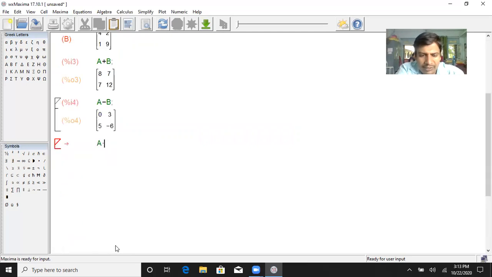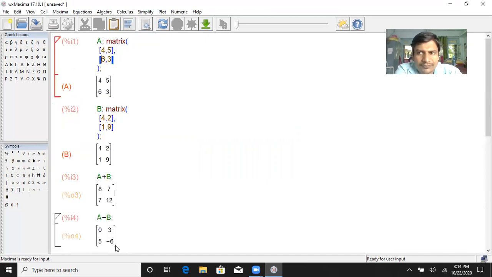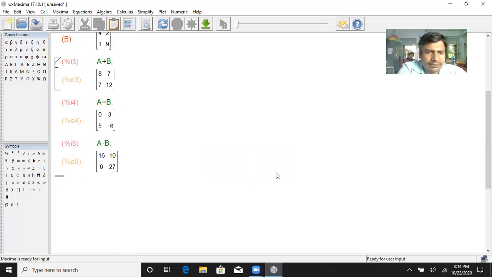Multiplication means using star. A star B, then a semicolon, then press shift enter. Then 4 into 4 is 16. See here, matrix A is 4 5 6 3 and matrix B is 4 2 1 9. 4 fours are 16, then 10, then 27. That is A into B. That is matrix addition, matrix subtraction, and matrix multiplication.